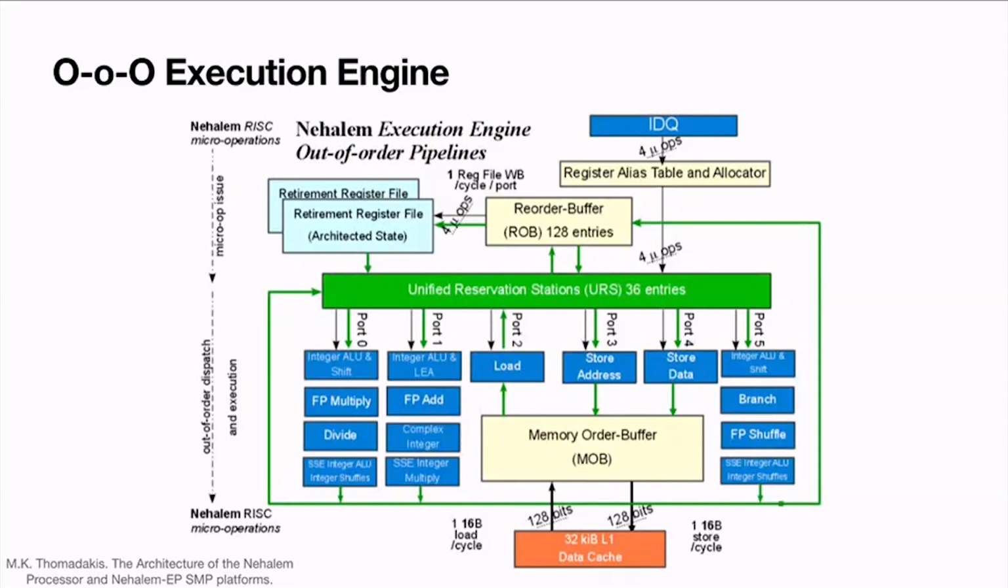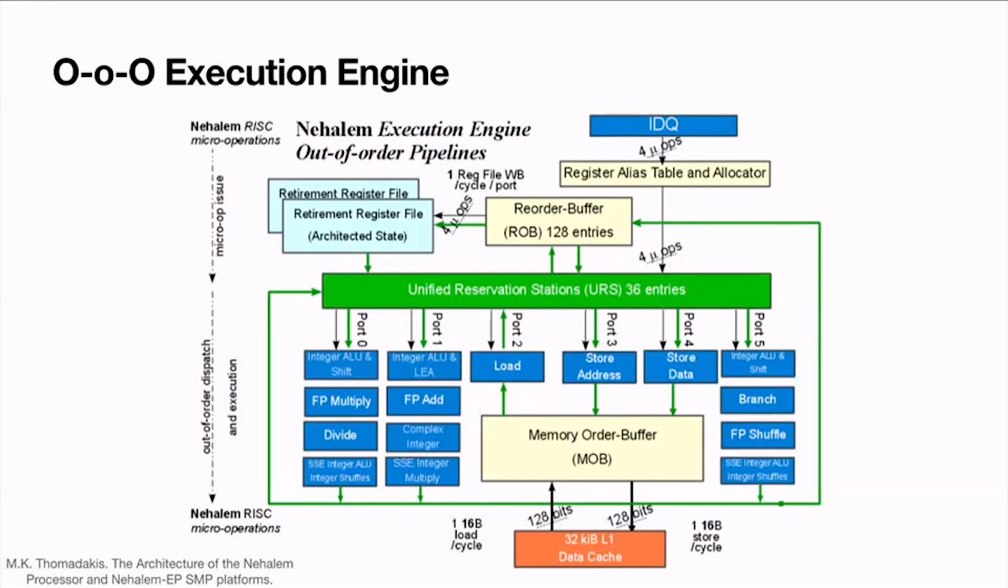Every cycle, 6 different instructions can be read from this 36 entry unified reservation station, and the values will be given to the appropriate functional units: integer units, floating point units, load unit, store unit, and so on. For a store operation, you have an address and the data. Data will be stored in the store data buffer, and the address will be sent to the store address pipeline part.